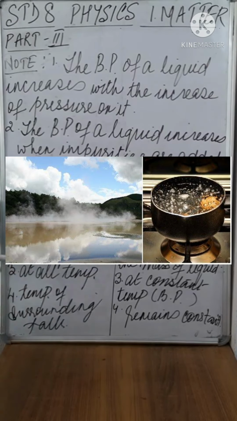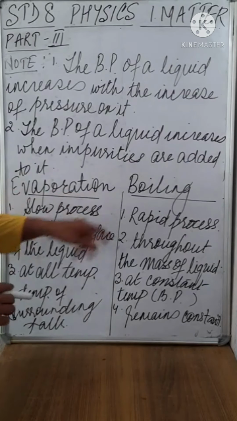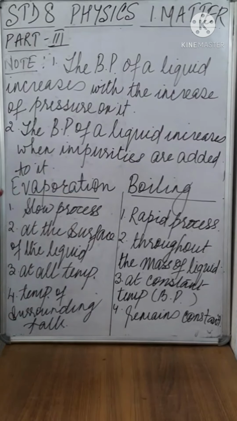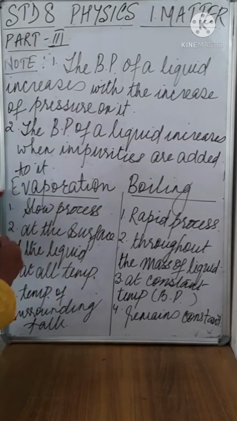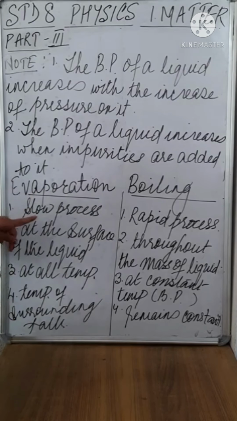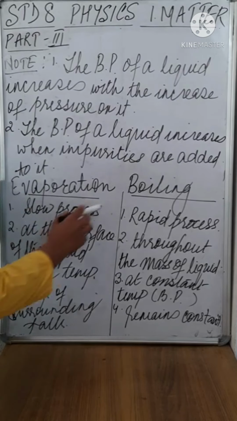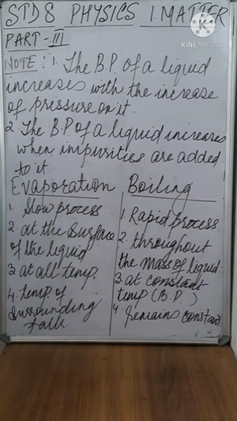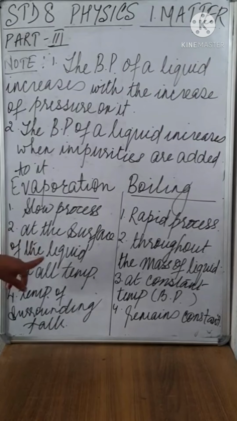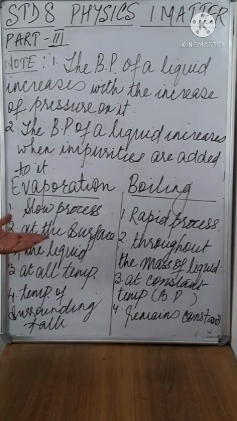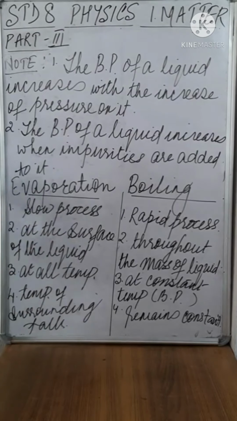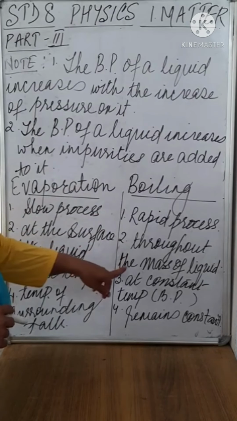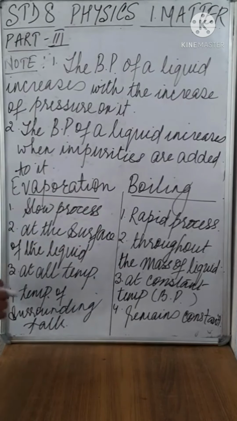Now let us see a few differences. We have done evaporation, we have done boiling. Let us take down a few differences between evaporation and boiling. Evaporation is a slow process, whereas boiling is a fast or rapid process. Evaporation takes place at the surface of the liquid. Alright? The molecules of the liquid evaporate from the surface, whereas boiling takes place throughout the mass of the liquid.